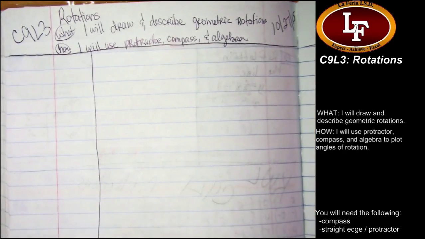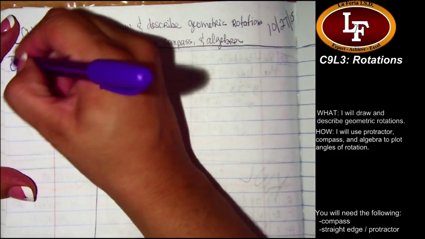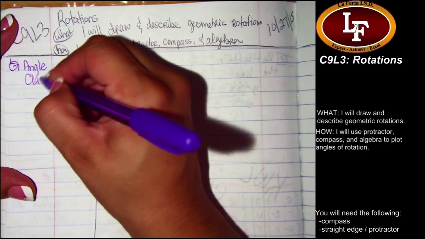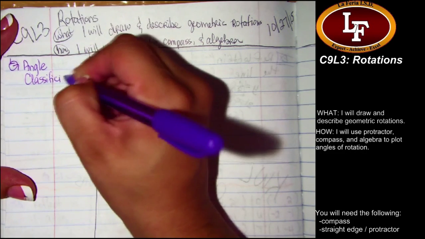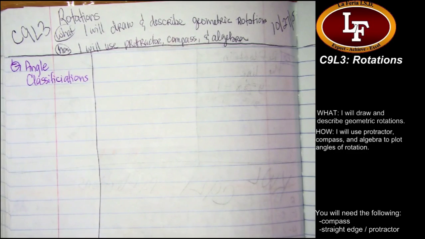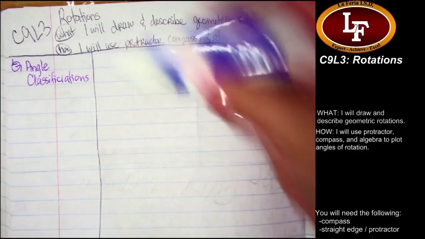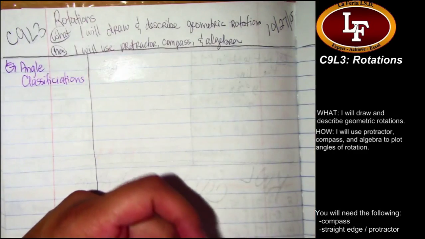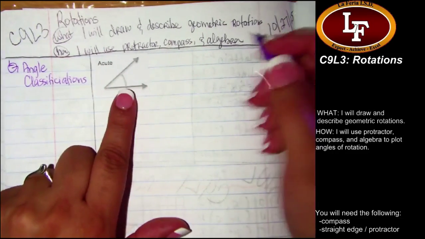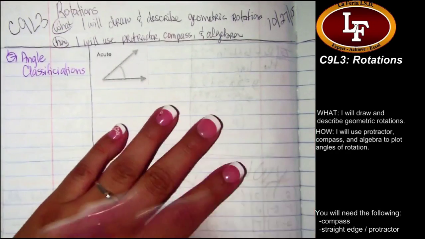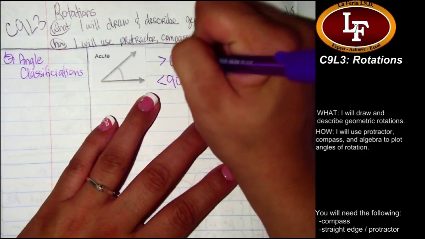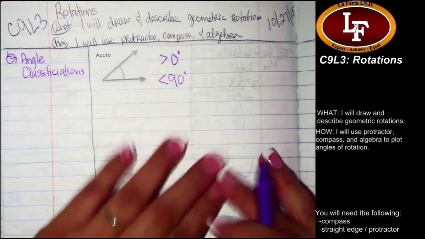All right, we're going to start off with a huge recall section. We're going to look back at our angle classifications. We worked with 4 angles that we classified. The first angle that we classified was the acute angle. What were the angle measures that an angle needed to have to be considered acute? Less than 90, but greater than 0. Bigger than 0, less than 90. That will give us a very cute angle.